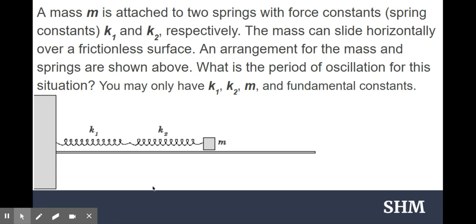So a mass M is attached to two springs with force constants, or sometimes they're called force constants. I like to call them spring constants, K1 and K2 respectively. The mass can slide horizontally over a frictionless surface. So it's arranged as we show, not above but below. What is the period of oscillation for this situation? You're only allowed to have these three variables plus fundamental constants in your answer. So go ahead, pause the video, see if you can come up with an algebraic solution.